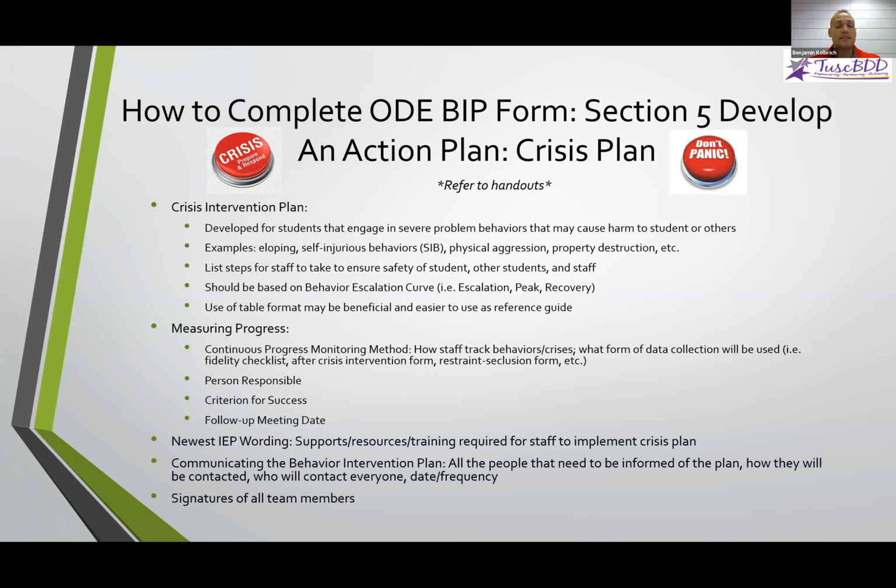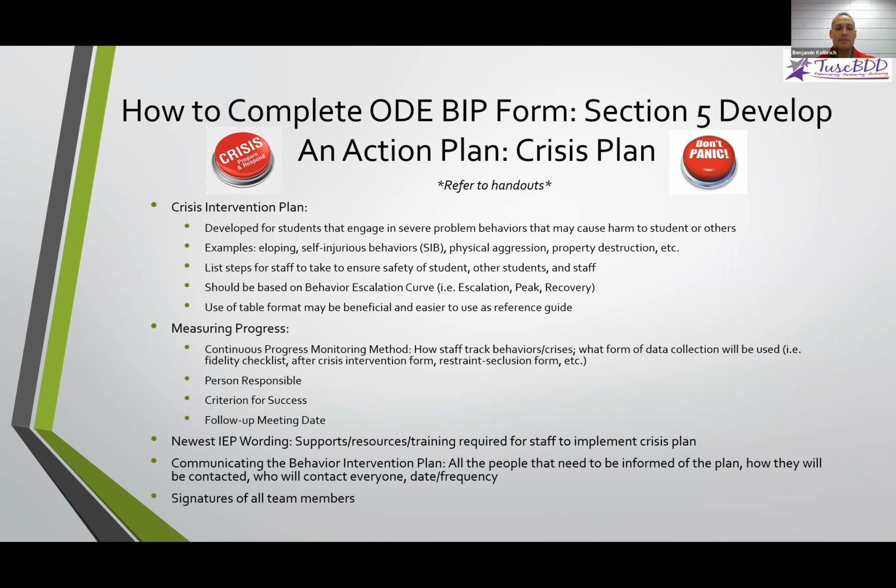So this is going to be how staff tracks behaviors in crisis. What form of data collection will be used? So is this a fidelity checklist? Basically, a fidelity checklist is where after the crisis has occurred and everybody's safe and the child's back to normal, you go through: did we go through all the steps like we were supposed to? Did we follow the crisis plan? Making sure everybody was safe. Was there any injuries, anything like that? So the fidelity checklist is to make sure that you did everything you were supposed to do in the correct order, okay? It might be an after crisis intervention form, or a restraint seclusion form if the child had to be restrained.